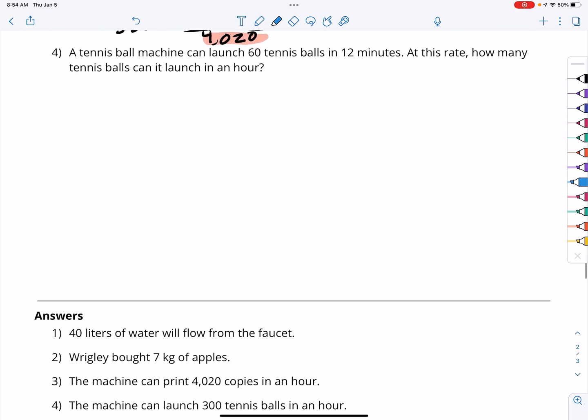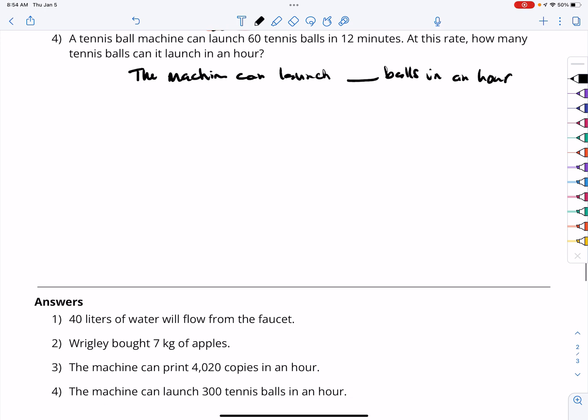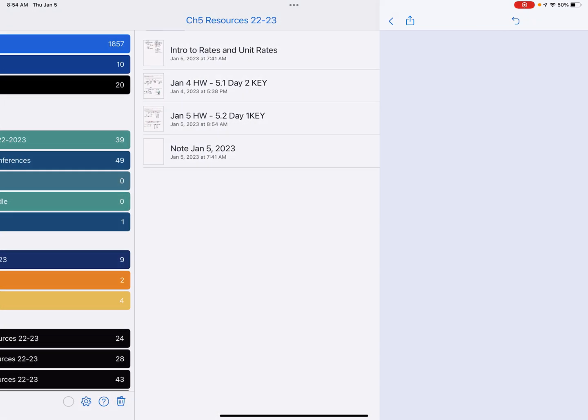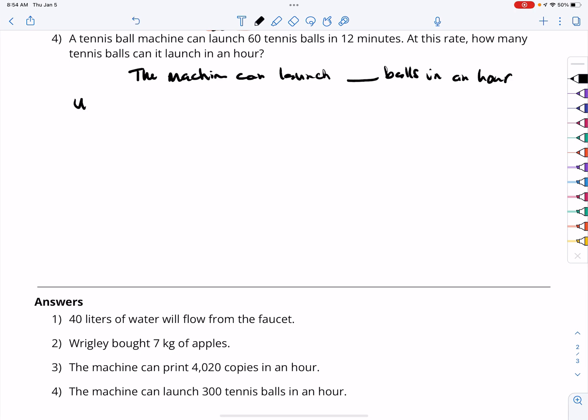All right, here we go. Number 4, a tennis ball machine can launch 60 tennis balls in 12 minutes. How many tennis balls can it launch in an hour? Again, so the machine can launch blank balls in an hour. So let's do this again, where we could either calculate the unit rate and then multiply, or we can use our multiples.